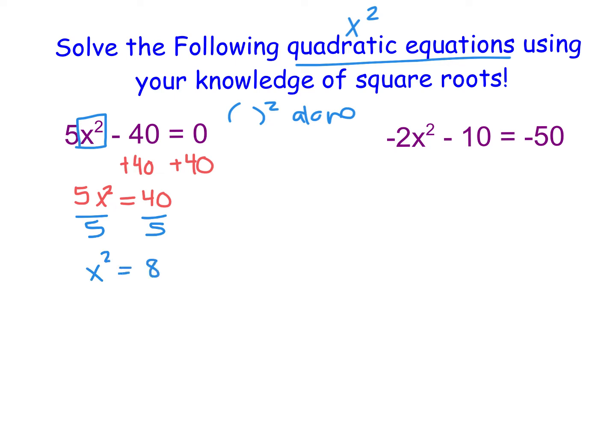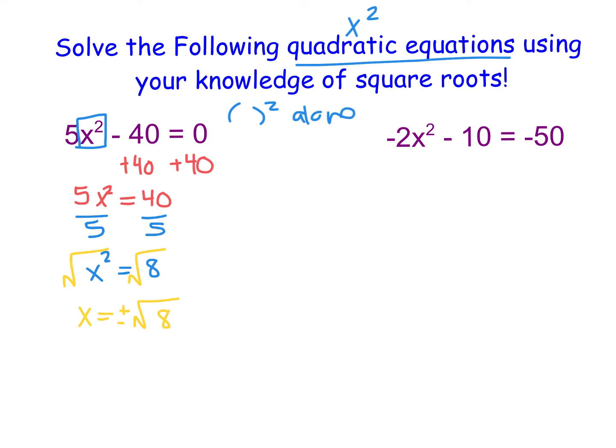Now we need to think through how we're going to undo that squared function, and we know that we can undo the squared function by using a square root. However, we also know that there are two numbers that when squared give us 8, a positive and a negative version. So we're going to write our answer as x equals plus or minus the square root of 8. Notice that we're not using a decimal answer here. We're leaving our answer as its simplified square root.